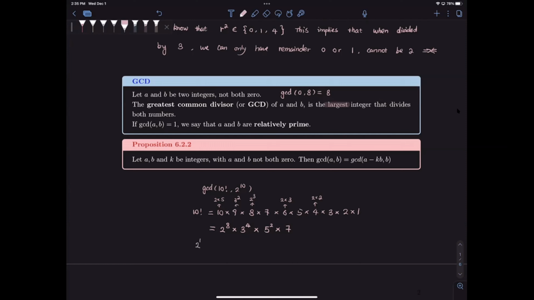The other one is 2 to the power of 10. So looking at this and this, what is the GCD? 2 to the power of 8. Okay. So this is telling you that you don't necessarily need to use the Euclidean algorithm. Sometimes prime factorization is more helpful. What else do I want to do? Let me think. I think that's it. That's all I want to do for GCD.